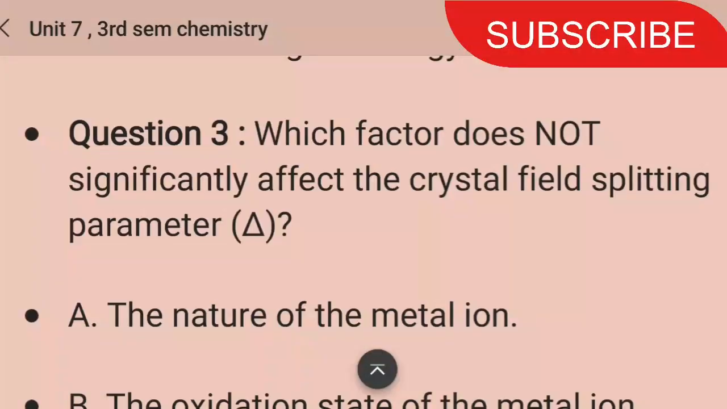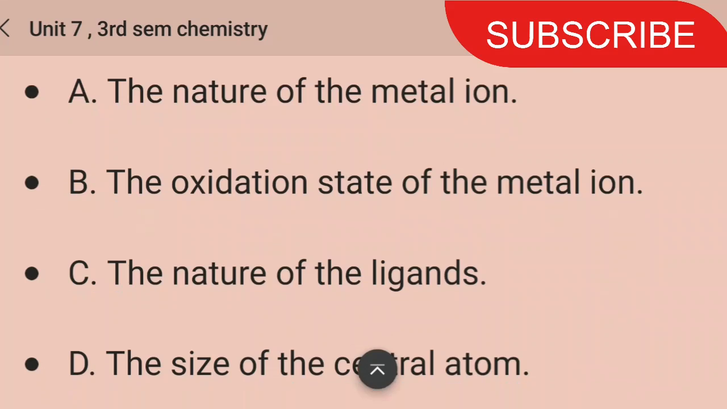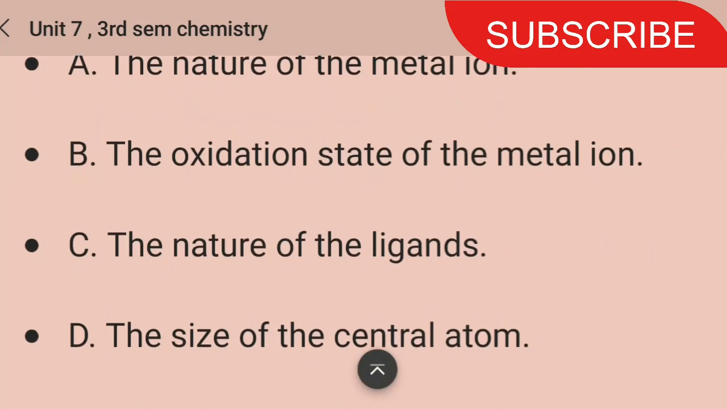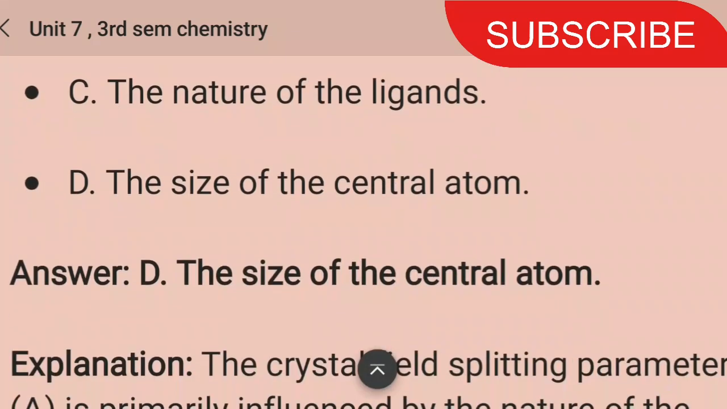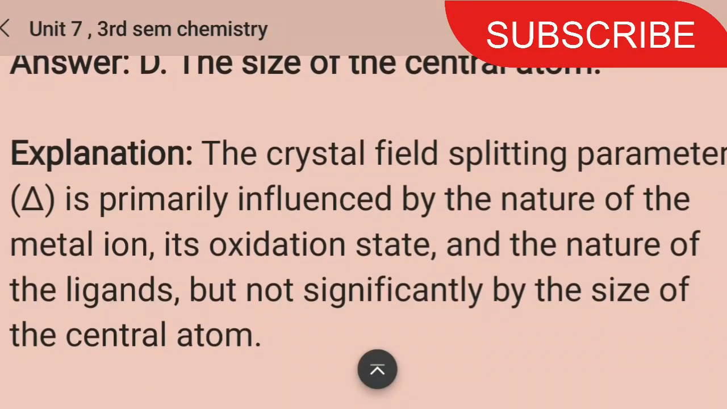Which factor does not significantly affect the crystal field splitting parameter? The nature of the metal ion, the oxidation state of the metal ion, the nature of the ligand, the size of the central atom. And the answer is option number D, the size of the central atom. The crystal field splitting parameter is primarily influenced by the nature of the metal ion, its oxidation state and the nature of the ligands, but not significantly by the size of the central atom.